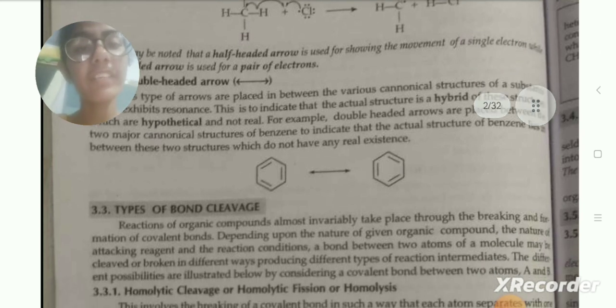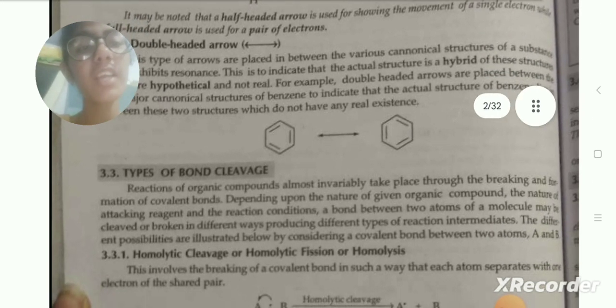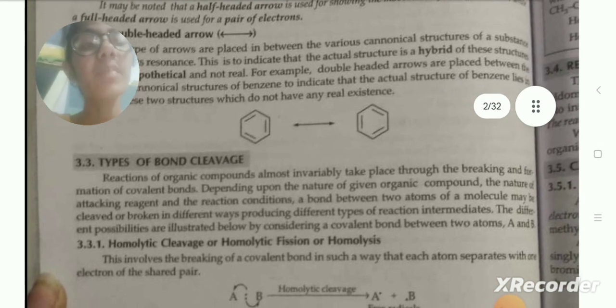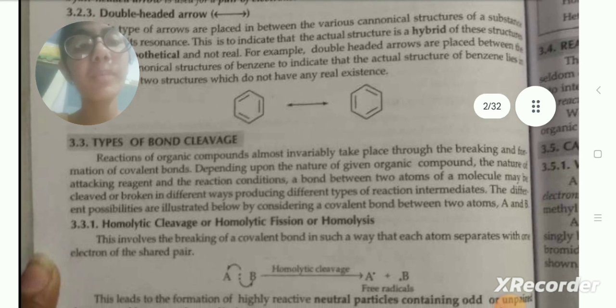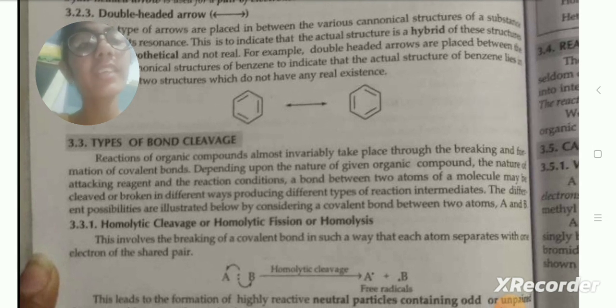Types of bond cleavage. Reactions of organic compounds almost invariably take place through the breaking and the formation of a covalent bond. Depending upon the nature of the given organic compound, the nature of the attacking reagent and the reaction conditions, a bond between two atoms of a molecule may be cleaved or broken in different ways, producing different types of reaction intermediates. The different possibilities are illustrated below by considering a covalent bond between two atoms A and B.